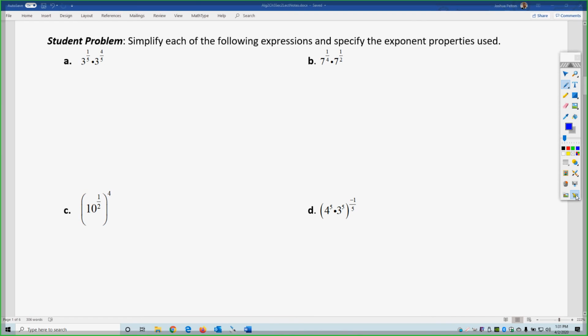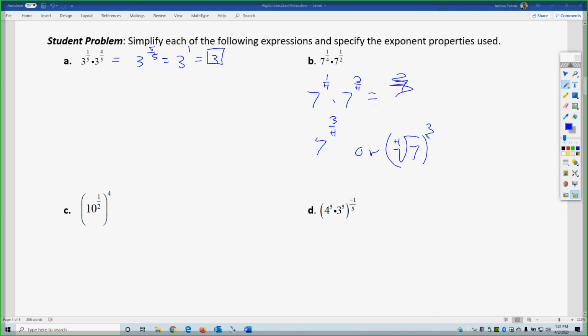Okay, next page. Product property. So we have addition, so it's 3 to the 5/5, or 3 to the 1, which is just 3. Next one is product also, same bases, we can add them, so it's 1/4 and 2/4. So that's 7 to the 3/4, or the 4th root of 7 to the 3rd. Either one is an equivalent answer.